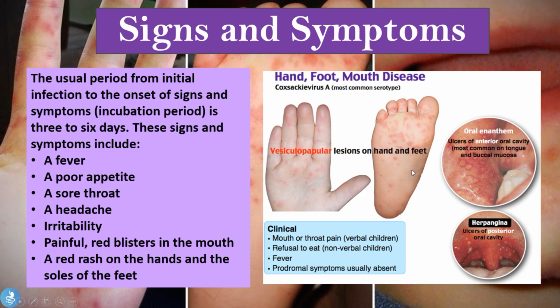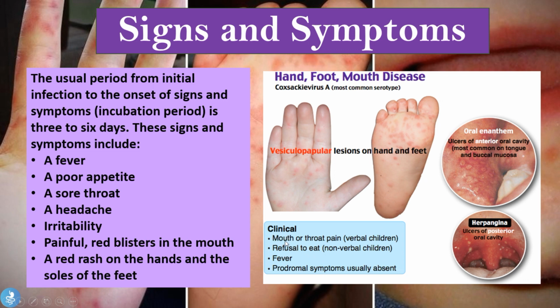And of course, we also have these painful red blisters which occur in the mouth, and these are ulcerations of the oral cavity, and they can be called oral enanthem or herpangina of the mouth. So these are ulcers which occur in the posterior oral cavity that are called herpangina, and oral enanthem are the ulcers which occur in the anterior oral cavity. So on the cheeks, on the side of the cheeks, on the gums, etc. As is mentioned in this little word bubble, the same thing is mentioned here.